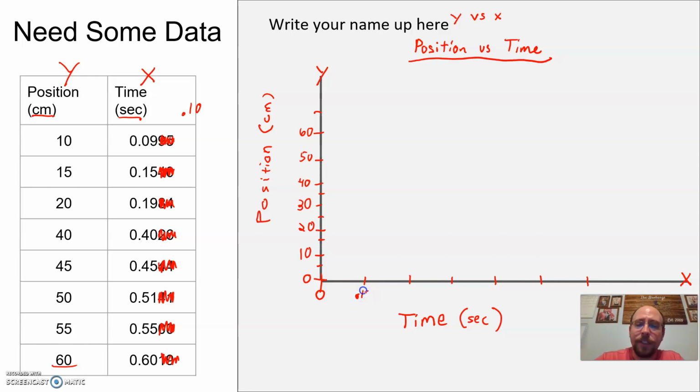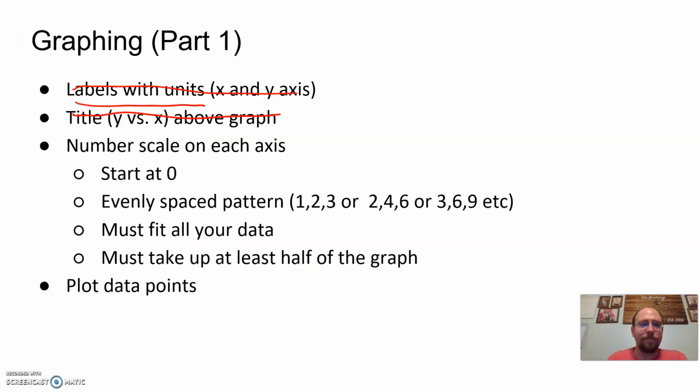So if I do 0.10, I'm going to do that there. And then 0.20, 0.30, 0.40, 0.50, 0.60. 0.60 is the highest number that I got to on the data, so that's really all I have to go up to when I plot it out. Try to make sure that these are evenly spaced, and then you should be good. Okay? So we started at 0, we evenly spaced everything out, and then it fit our data, and it took up at least half of the graph.